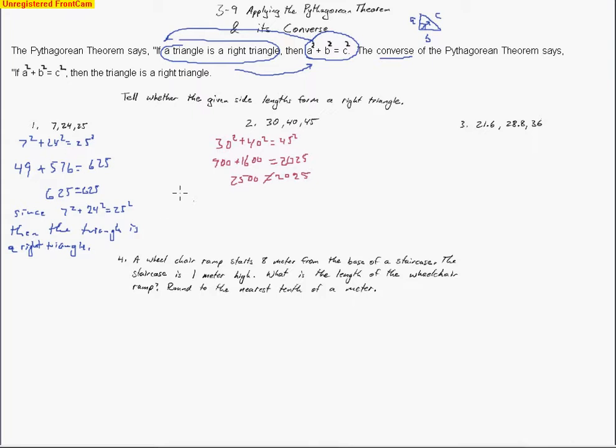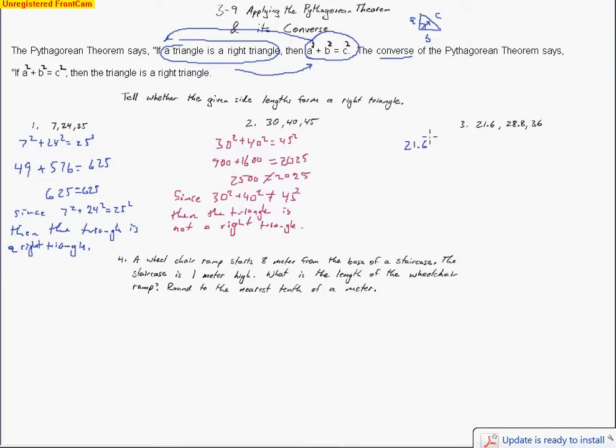So our statement is this: since, oops, not 7 squared anymore, let's fix that, it's the other number we're using, 30 squared plus 40 squared does not equal 45 squared, then the triangle is not a right triangle. So that's our statement we'll use for that situation. Now let's take a look at the next one. Same sort of thing, just different numbers.